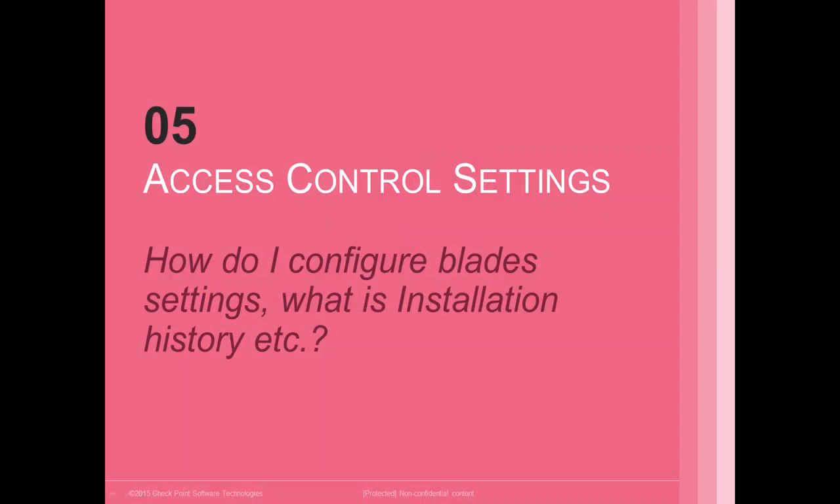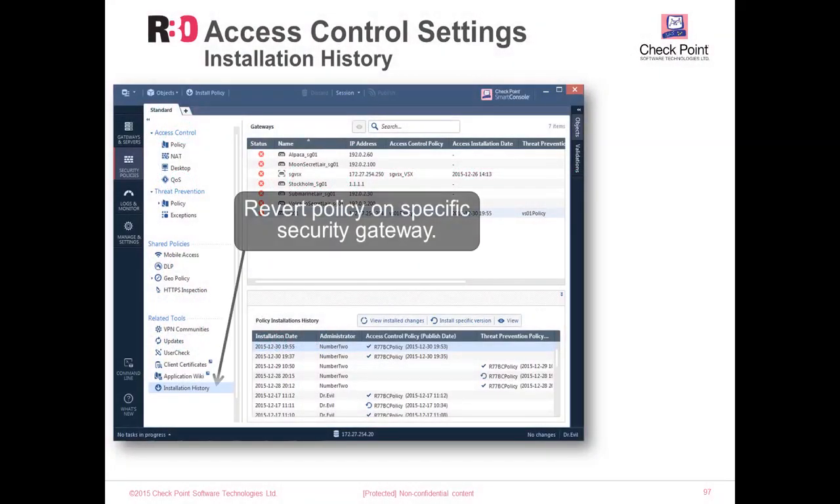Let's talk about the access control settings. Basically, how do I configure blade settings and what is the installation history and so forth. So, installation history basically allows us to revert the policy on a specific security gateway, an already precompiled policy, which means that I don't need to do changes on my management server. I just need to select my gateway object, and then I need to select the policy I want to revert to get back to square one.